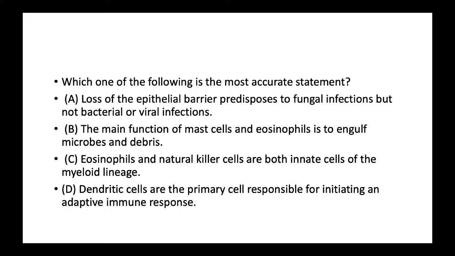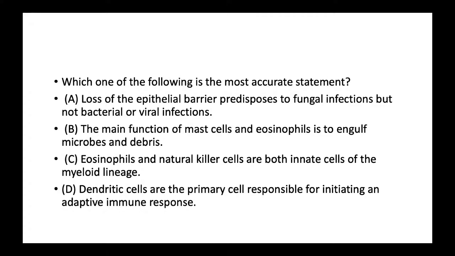Any ideas? So you need to somehow eliminate incorrect answers so you will get the right one. So how do you think eosinophil and natural killer cells are both innate cells of the myeloid lineage? No, because myeloid is only eosinophil and lymphoid origin is NK cell. So you need to eliminate incorrect answers. A. C. C.